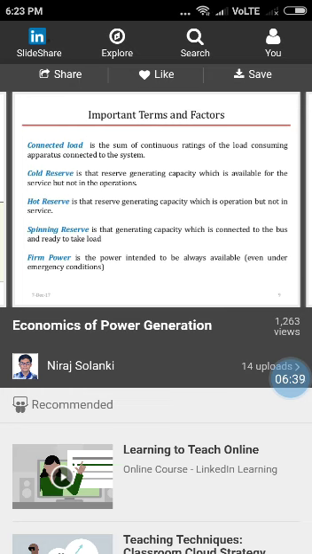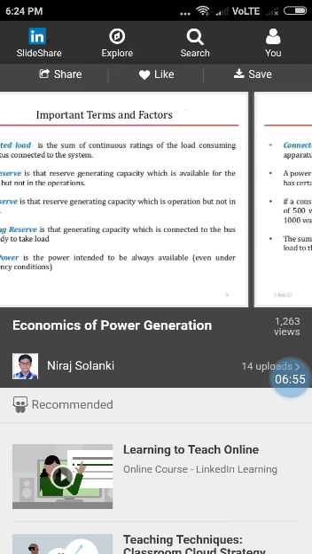Spinning reserve is that generating capacity which is connected to the bus and ready to take load. Firm power is the power intended to be always available even under emergency conditions.